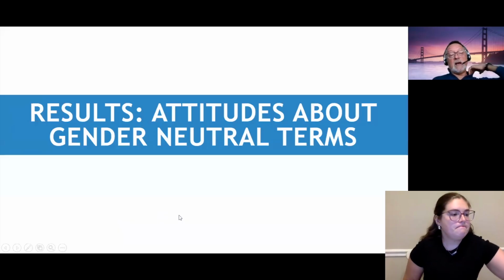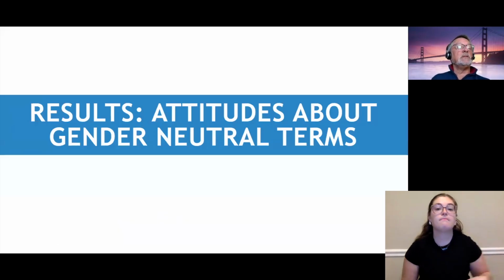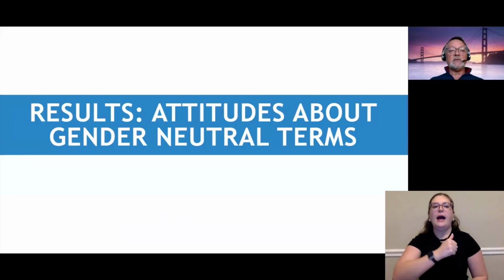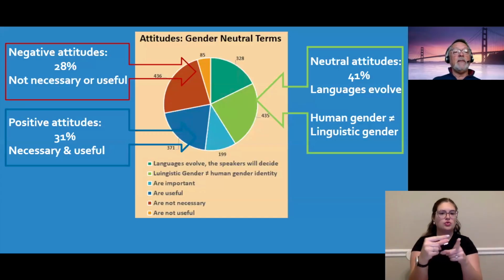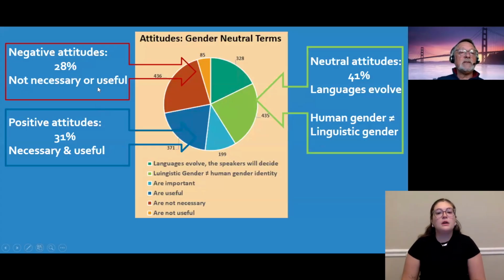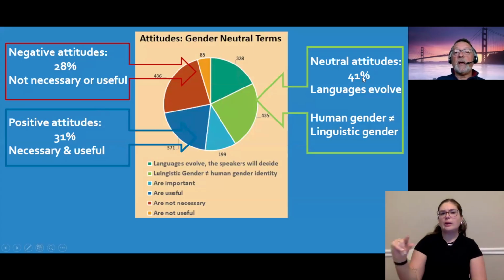So finally, we wanted to ask about attitudes. What do interpreters think and what do they feel about these gender neutral terms? And this is what we found: people who thought they were not necessary or not useful was about 28%. Positive attitudes, people who thought that they were necessary and useful, was about 31%. And more neutral attitudes was about 41%.